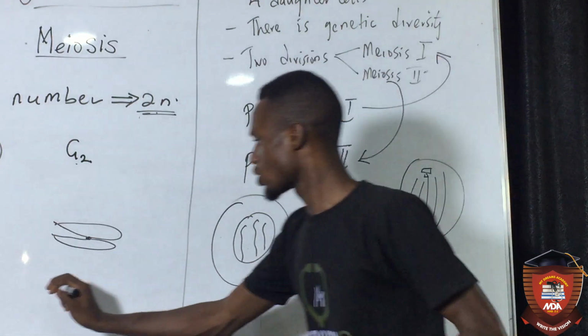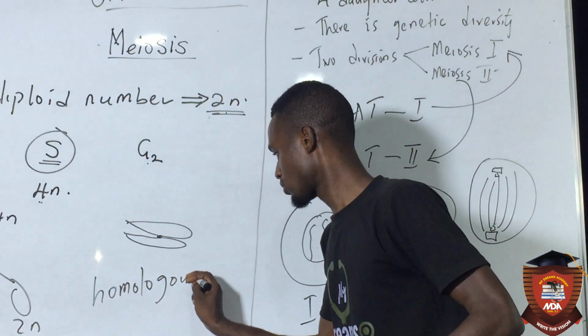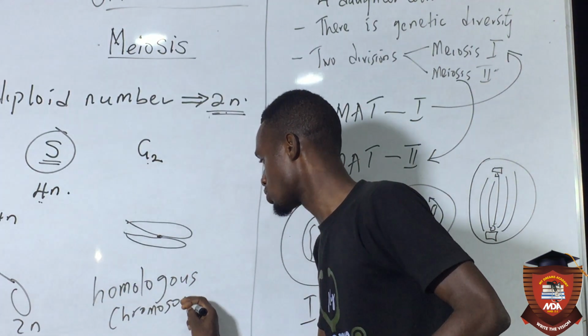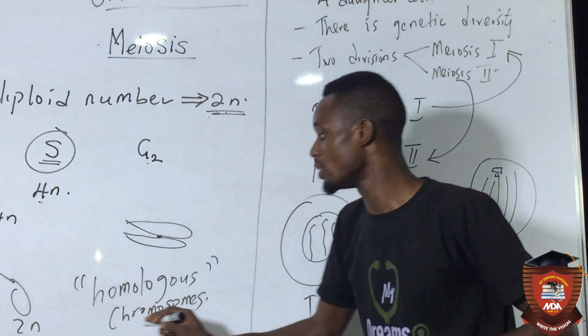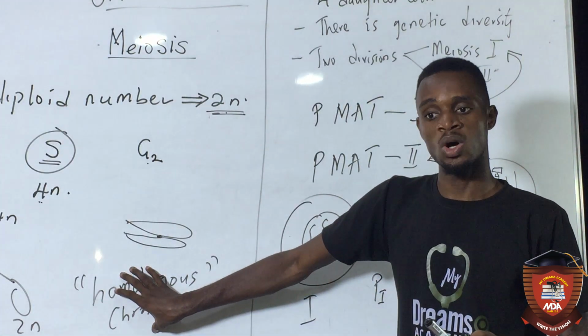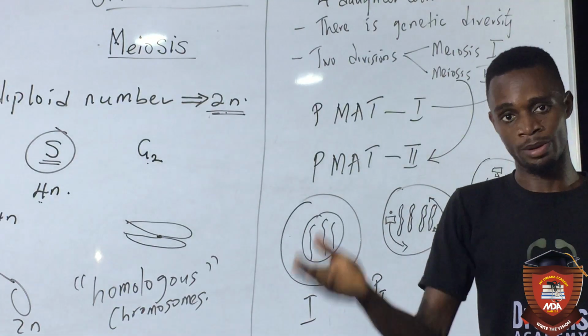What did I call them? Homologous chromosomes. What will arrange themselves are homologous chromosomes. Now, you might not understand the concept of homologous chromosomes, so let me tell you what that is. Homologous chromosomes are chromosomes of the same set of genes, just that you got them from either of your parents.